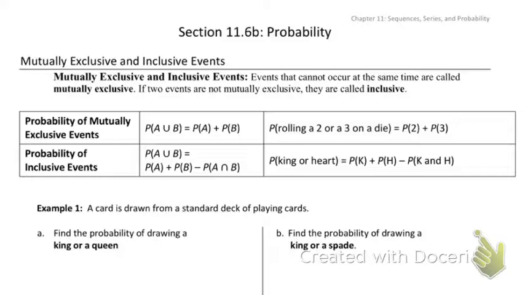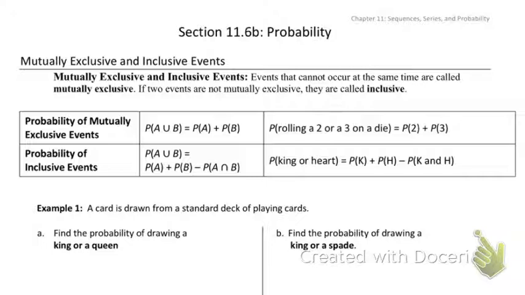Simple probability and compound probability. If you remember compound probability, here's the key word for compound probability: and. I'm going to roll a 3 and then a 4. I'm going to pull a king of hearts and then I'm going to pull an ace of hearts.